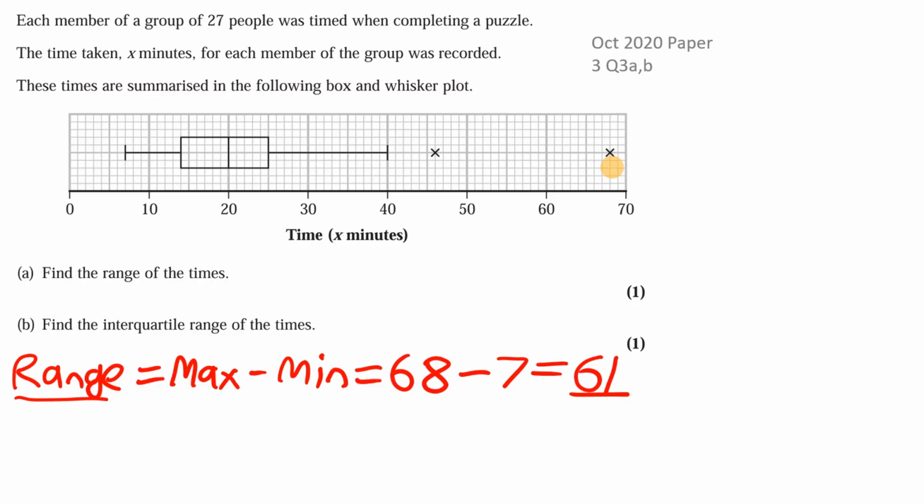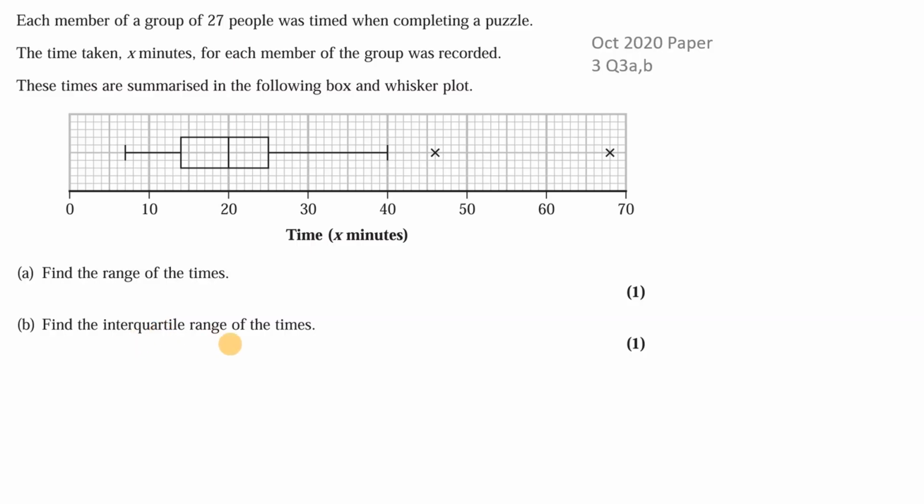We talked about in this video about cleaning the data, and sometimes when we're calculating stuff like the range, we might not include the outliers, and we do that sometimes. And if the question said, find the range of the times not including the outliers, then we would use this as the maximum instead. However, there is no point in this question in which it says to ignore the outliers, so this here is the maximum value. Okay, and then for part B we need to find the interquartile range of the times.